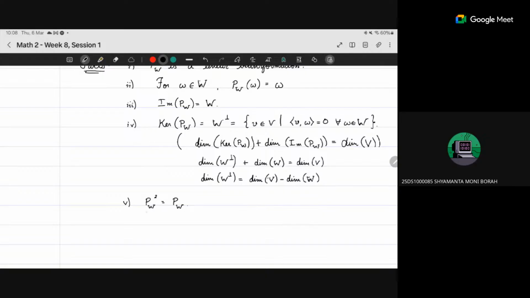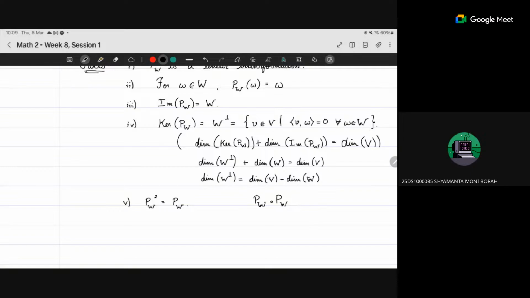Don't need to think too much about this. Just try to understand this. If you don't get this, you bring it up in the next session in the beginning. I'll most likely start with these properties again. Sir, is this superscript 2 like a square or what? It is a square. It is PW of PW.